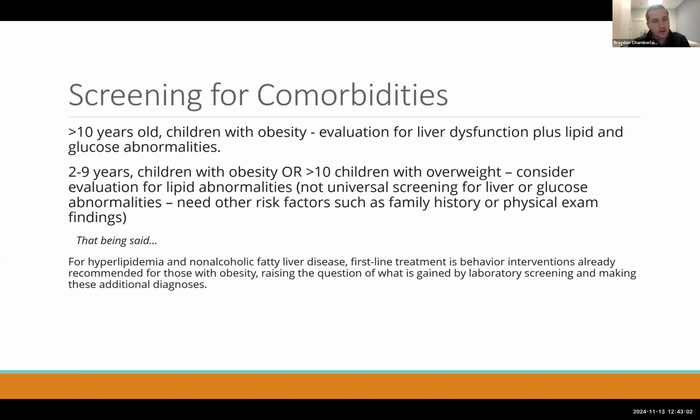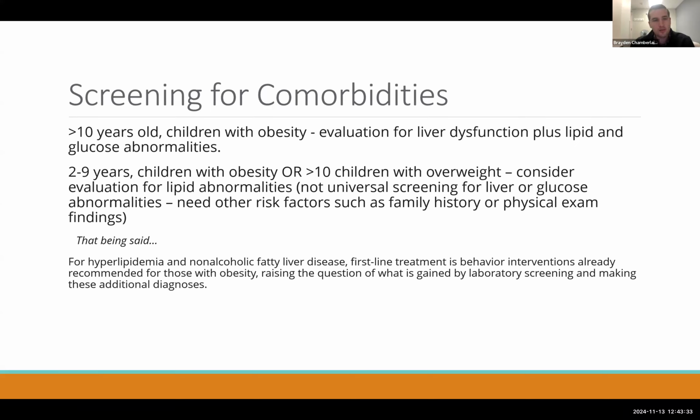I believe it was an AFP article, they did review these recommendations and they did bring up this point for hyperlipidemia and non-alcoholic fatty liver disease. First line treatment is behavioral interventions already for those with obesity, and that's the first line intervention for hyperlipidemia as well. So they kind of raise the question, what really would be the point of doing this screening if you're not going to change your intervention anyway?